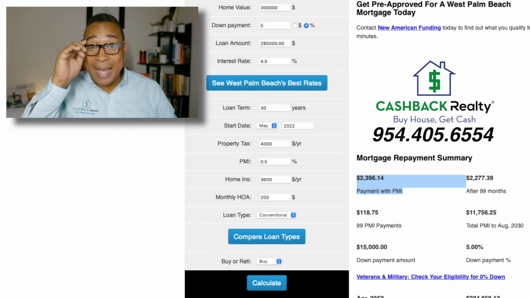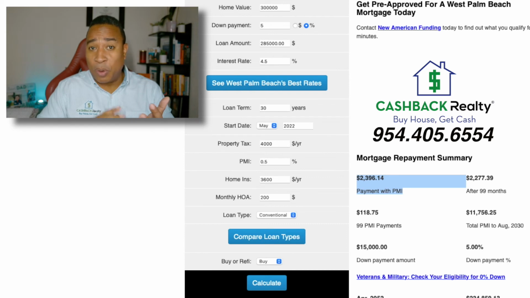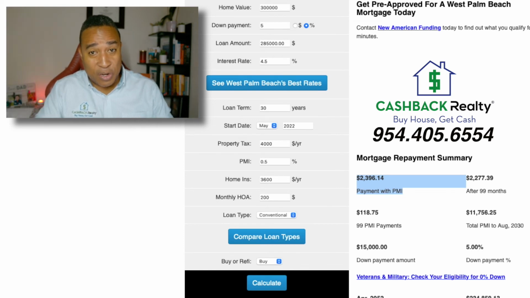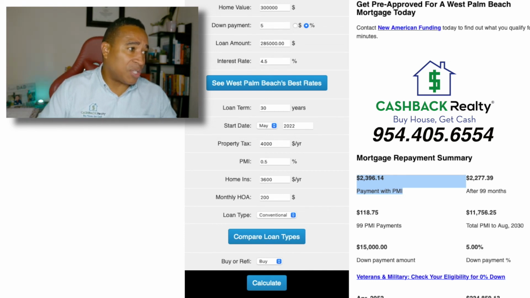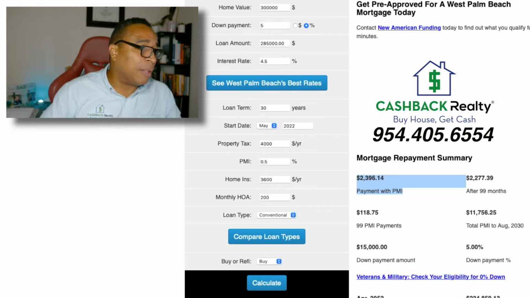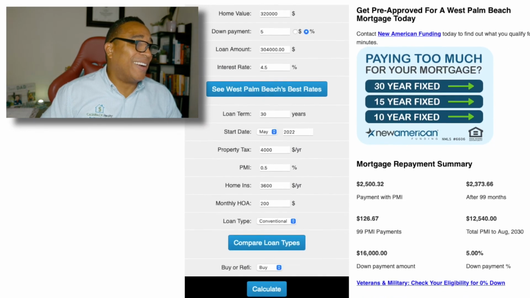So if your max is $2,500 all in with principal, interest, taxes, and insurance, including HOA, everything, you're like, I don't want to spend more than $2,500 for whatever house I buy. There's your formula. Right? You know that you cannot exceed a $300,000 house. Well, maybe you can. Maybe you can go a little bit more. Maybe if we did, let's say, 320,000. All right, and let's hit calculate again. All right, boom, right there. Man, I'm good.